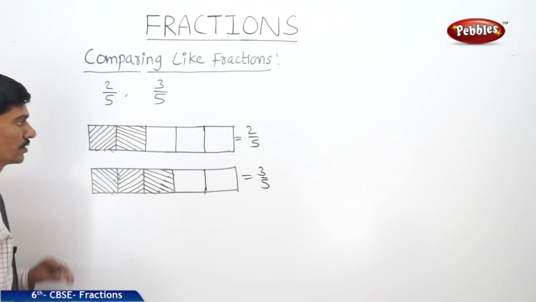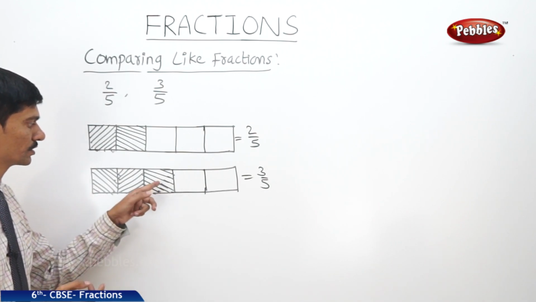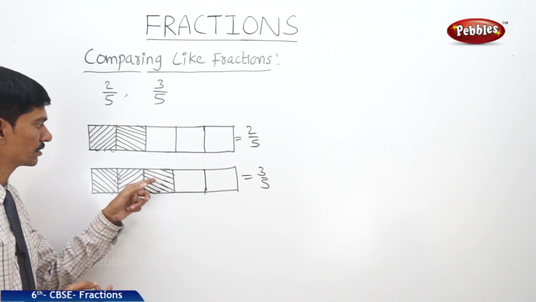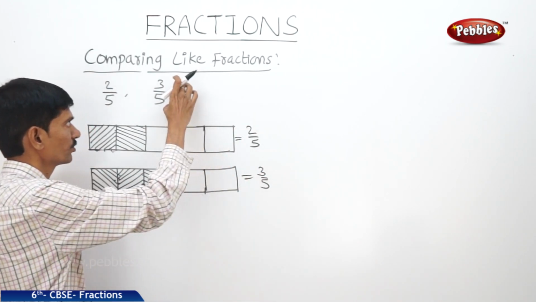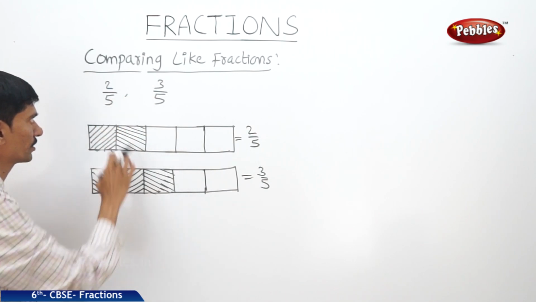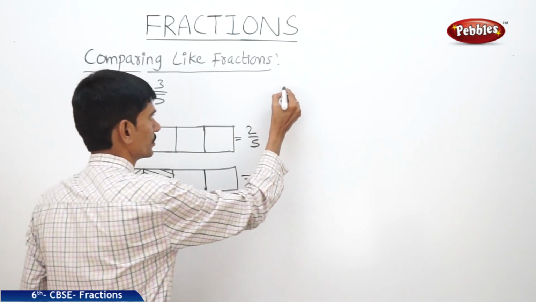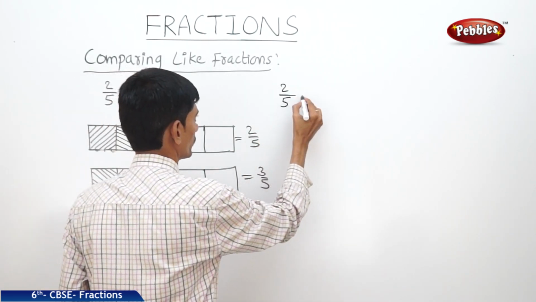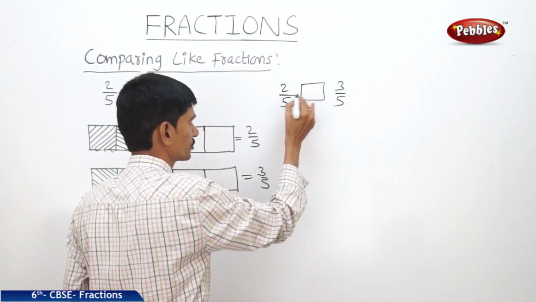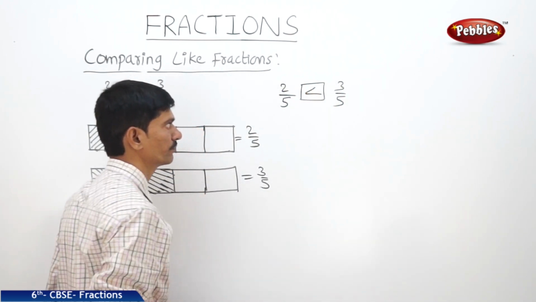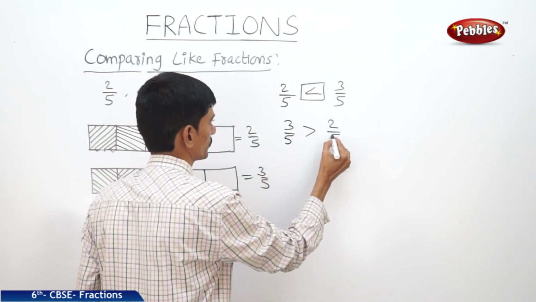Now in which rectangle more parts are shaded? So we can easily say that in the second rectangle more parts are shaded. So we can say that the second fraction is greater than the first fraction, or the first fraction is less than the second fraction. So 2 by 5 and 3 by 5. So we can write 2 by 5 is less than 3 by 5. So we can write 3 by 5 is greater than 2 by 5.